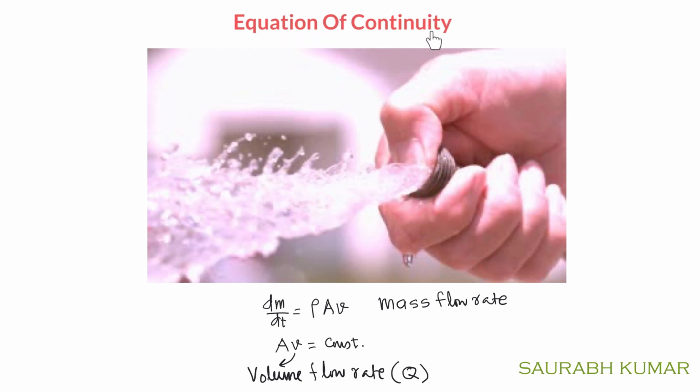So this is a practical example of the equation of continuity. Mathematically we write dm by dt equal to rho A v, also known as mass flow rate, or A v equal to constant for incompressible flow or ideal flow. What we say is A v is constant, and that is your equation of continuity. This A v is also known as volume flow rate, and it is also denoted by capital Q. So let us consider a few numericals based on this concept.